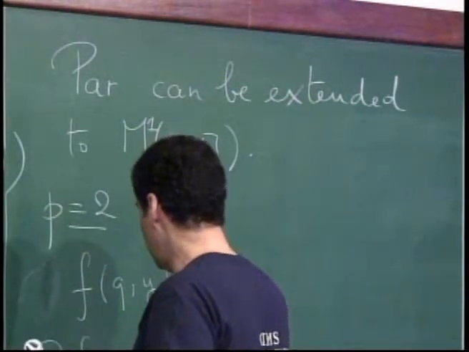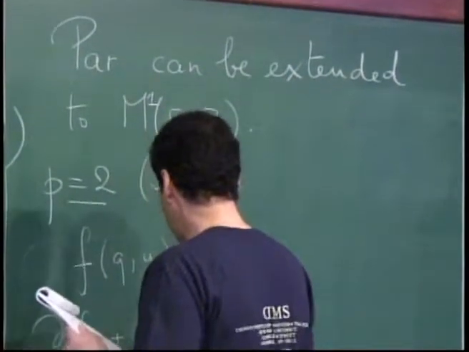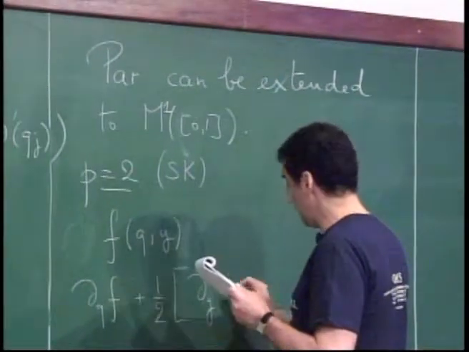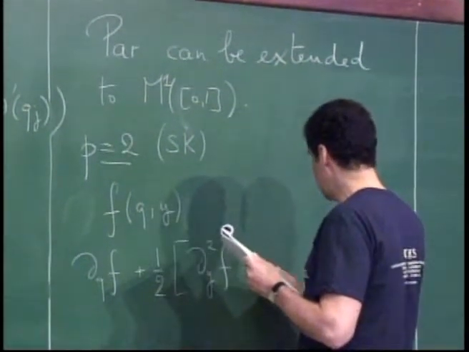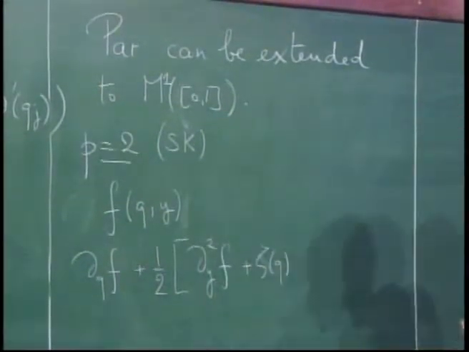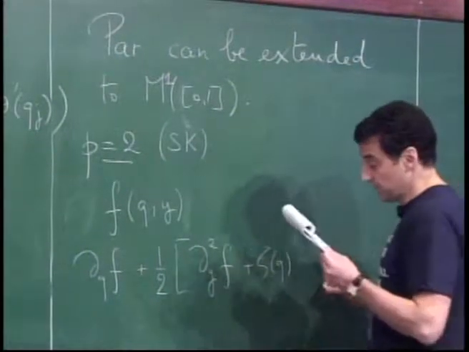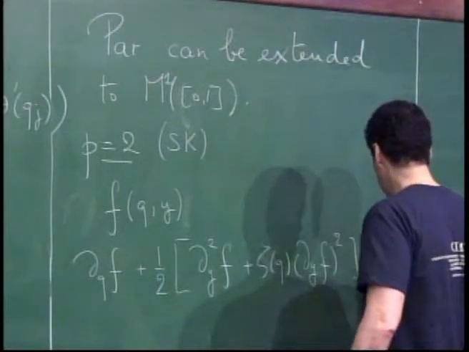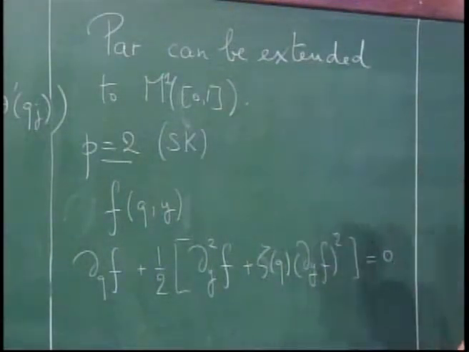So you look at such a function which satisfies the following equation: d over dq of f plus 1/2 of the second derivative in y of f plus zeta of q, where I start with the probability distribution function zeta of q, times the derivative in y of f squared, equals 0. You look at this PDE. If you open Mézard, Parisi, Virasoro, you find this PDE. And when you look at it and you are a probabilist, you're horrified. Right? Are you horrified?